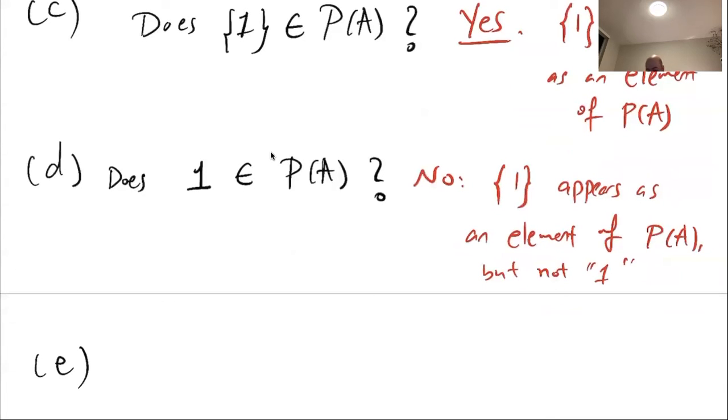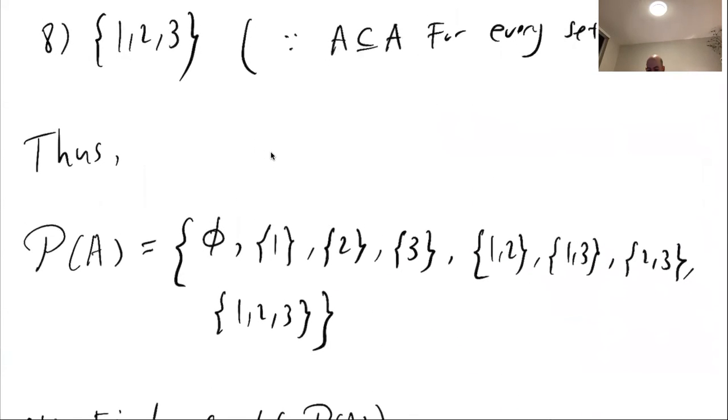Part E: is {1} a subset of P of A? What about this one? Is {1} a subset of P of A? What do you think? I will show you P of A again. This is P of A. Is the set containing 1 a subset of this?